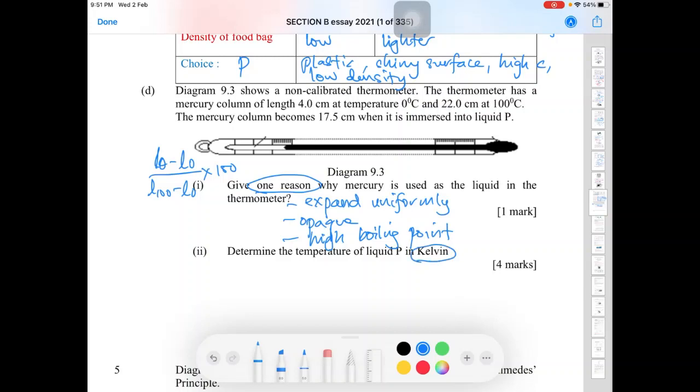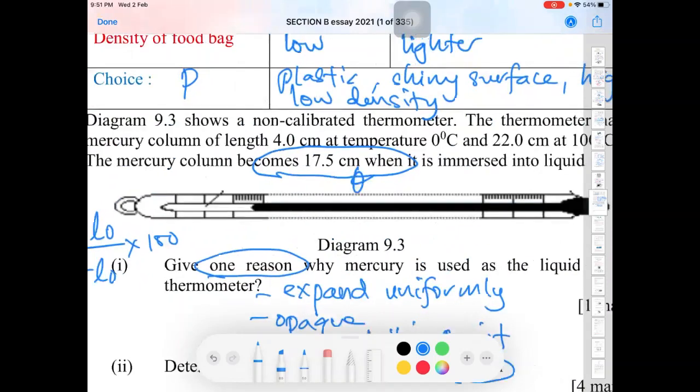Sekarang kamu tahu bila you masuk saja satu liquid, the length of the liquid akan naik 17.5. So 17.5 ini adalah theta. Yang ni adalah 4.0, ini adalah 0. Okay, L0. Ni L0. Ini adalah L theta. Ini adalah L100. Jadi bila you tahu tu, automatic you use the value inside your formula. So that's why bila you baca question, you tandakan the value tu is for actually apa. Sebab you tahu dah you nak guna formula.